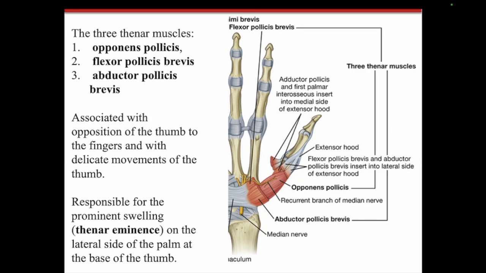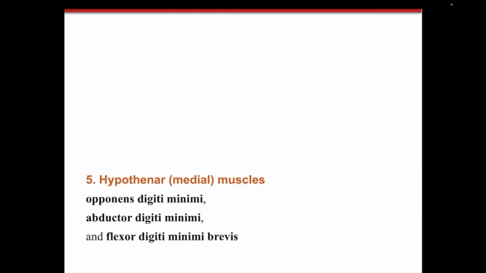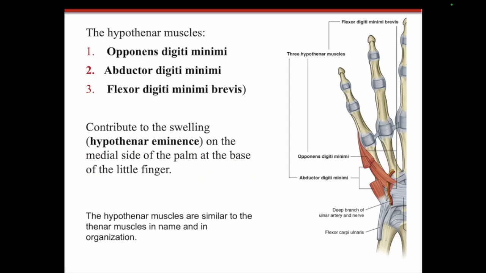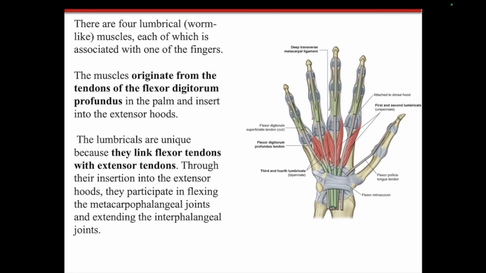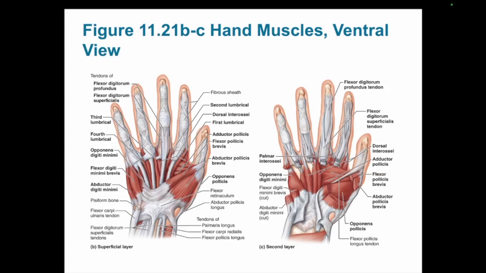The thenar muscles make the bulk of the thenar eminence, and they act on the pollex: the opponens, the flexor, and the abductor pollicis brevis. In the hypothenar, the muscles act on the little finger, the digiti minimi: the opponens, the abductor, and the flexor. The lumbrical muscles originate from the tendons of the flexor digitorum profundus, and they assist the movements.